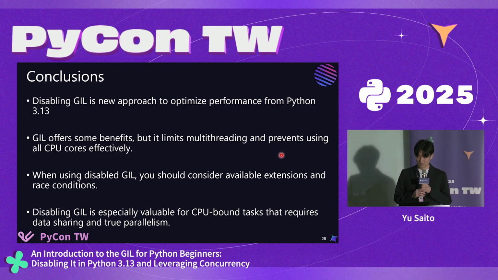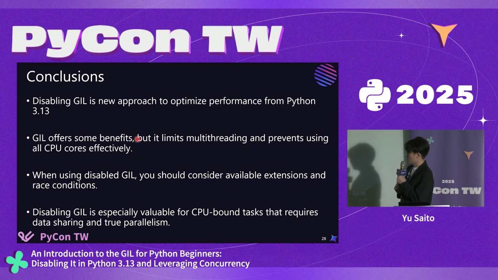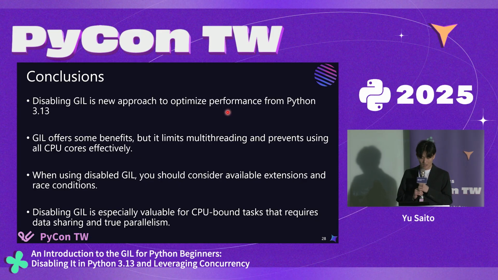Finally, I will summarize this presentation. There are conclusions. Number one, disabling the GIL is a new approach to optimize performance from Python 3.13. Two, the GIL offers some merits, but it limits multi-threading and prevents using multiple CPU cores effectively. Number three, when disabling the GIL, you should consider variable extensions and race conditions. Number four, disabling the GIL is especially valuable for CPU-bound tasks that require data sharing and true parallelism.